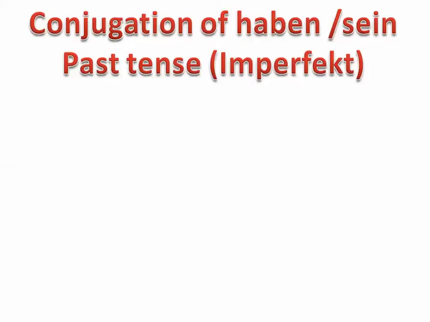I hope you're all doing well. Today we're going to talk about the conjugation of haben und sein, two very important verbs, the basic verbs. When I'm teaching German, these are always the first verbs I teach because they are so important. So we're going to look at them in the imperfect or simple past, as we would say in English.